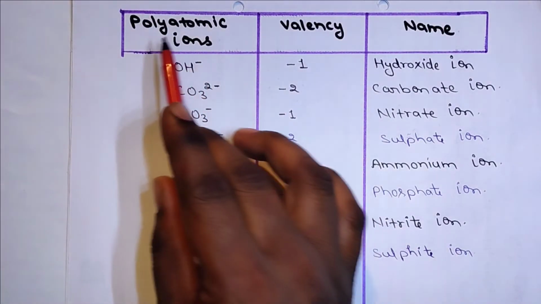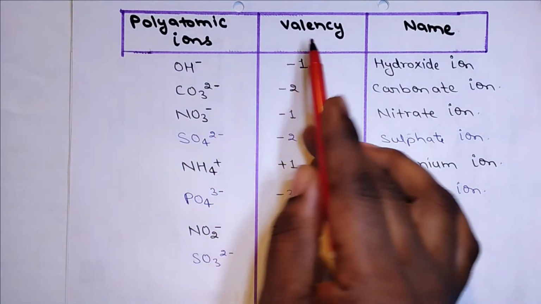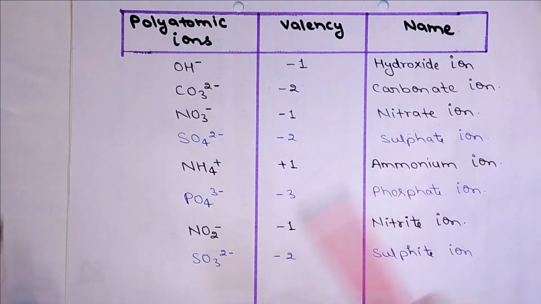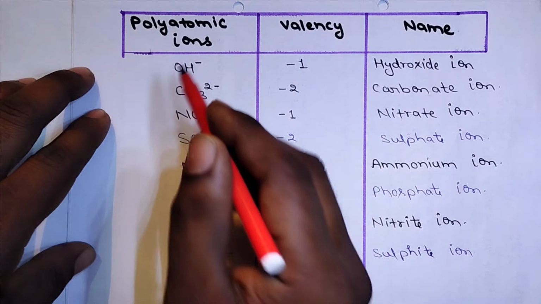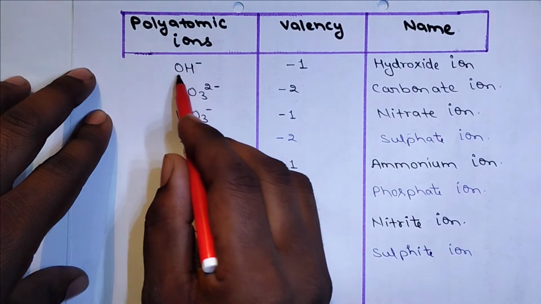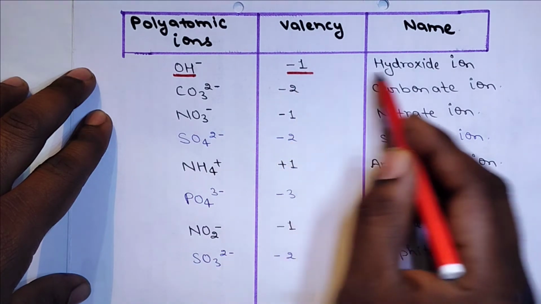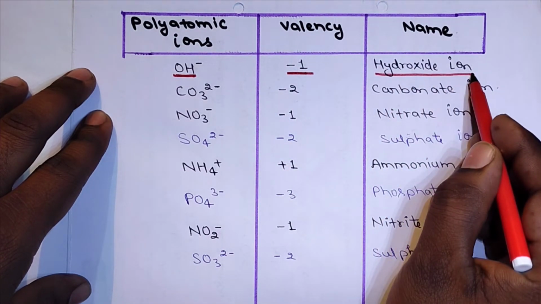Now here are some polyatomic ions, their valency and name. As I have already made a chart, let's start one by one. The first polyatomic ion is OH minus ion. Its valency is -1. Its name is hydroxide ion.